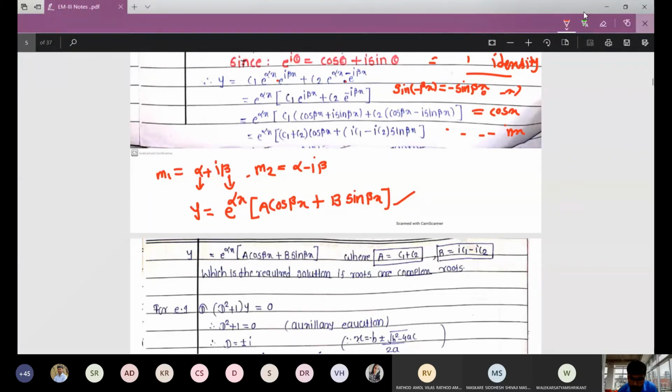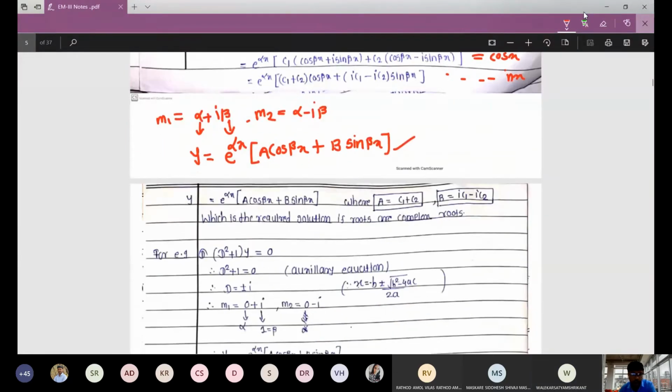Do you understand this now? Yes, sir. Clear? Yes, sir. Okay, let me go to the example.